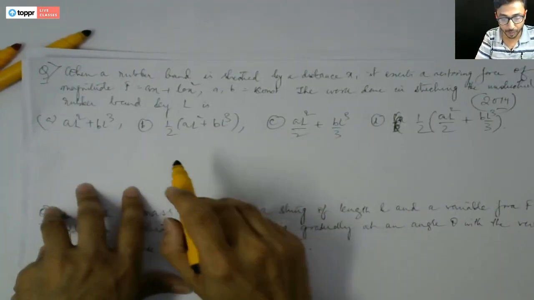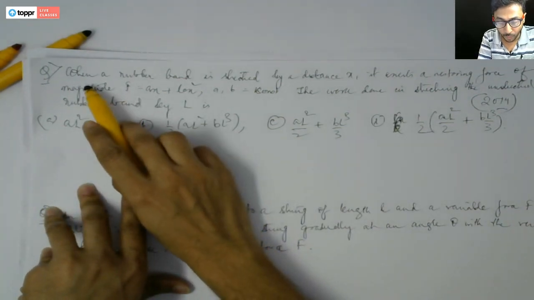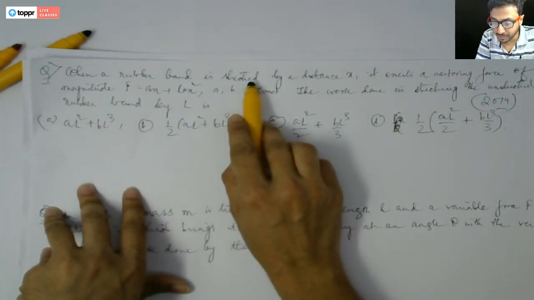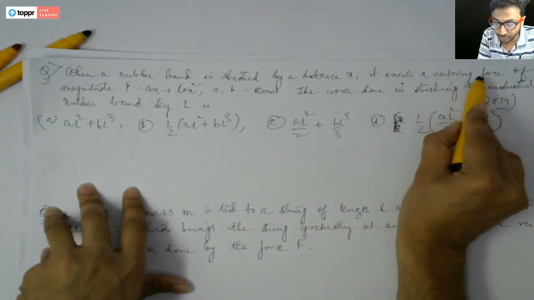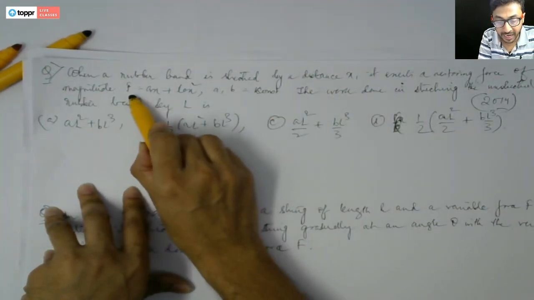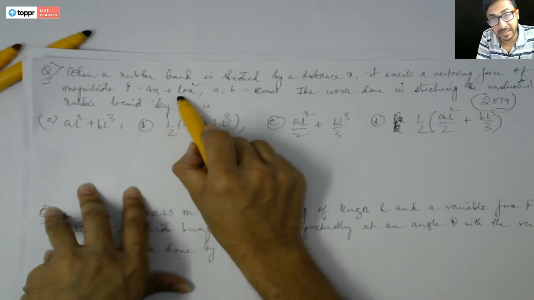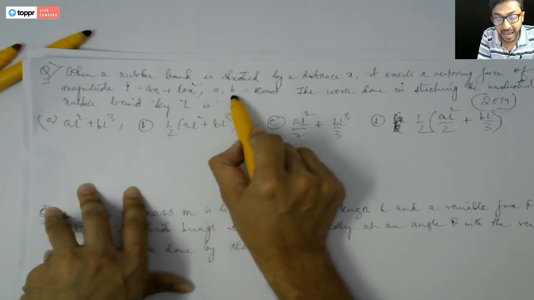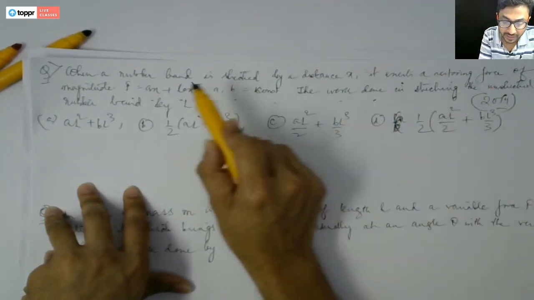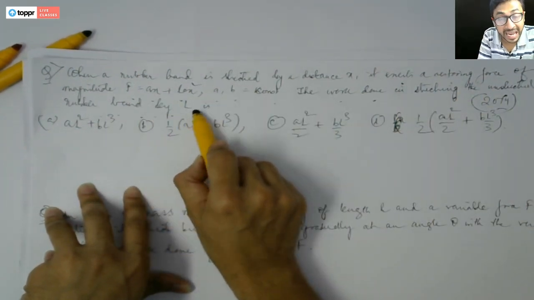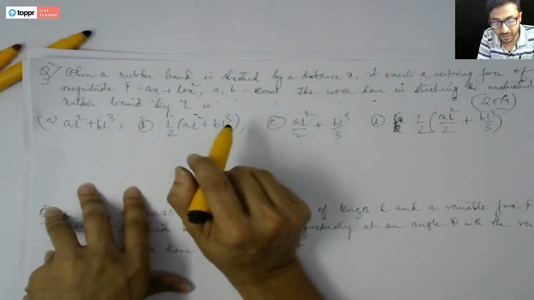Let us see the first problem. When a rubber band is stretched by a distance x, it exerts a restoring force of magnitude F equals ax plus bx squared, where a and b are constants. The work done in stretching the unstretched rubber band by L, so L is the elongation. This is a very direct question.